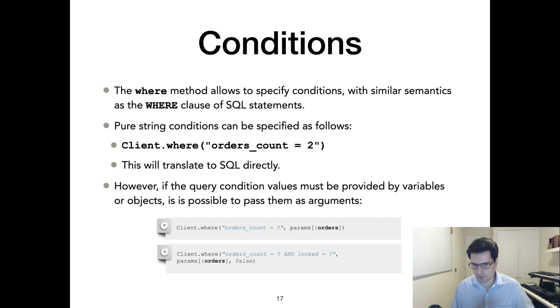You can have even composite conditions as below. You got orders count and you got locked. Right after the string containing the condition for where, you put a list of parameters, a list of variables, a list of values that will replace these question marks that are in the condition statement.